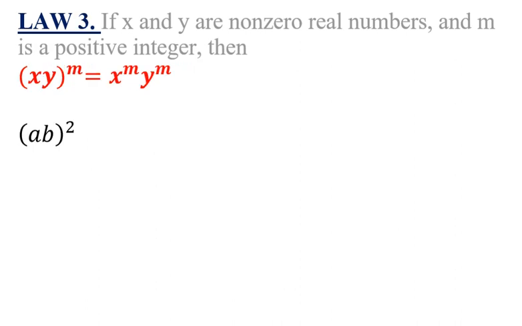Third law: if x and y are non-zero real numbers and m is a positive integer, then the quantity xy raised to m is equal to x raised to m times y raised to m. So, parang distributive property lang din. So, distribute lang. For example, the quantity ab squared. So, a squared, b squared. Parang distribute mo lang yung exponent.